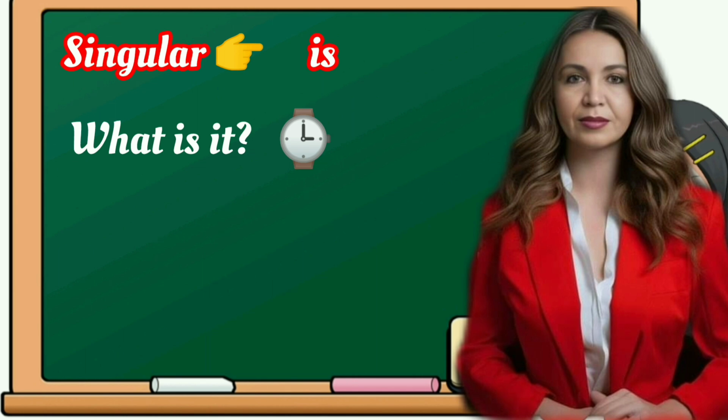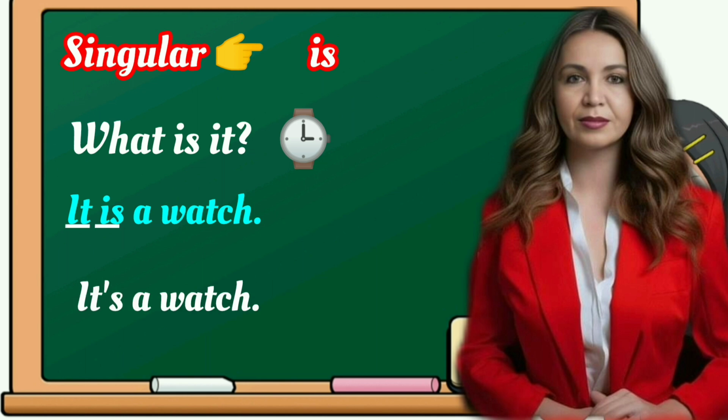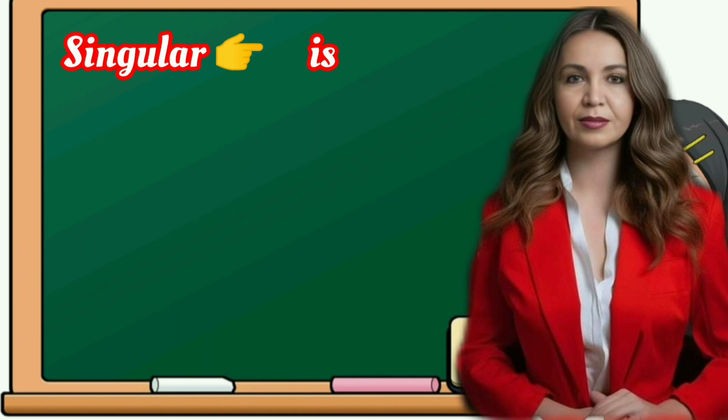Yes, it's a single watch. It is a watch because it is one thing. I have to say is and I'm using a. It is a watch. And the contraction of it is, is it's. It's a watch. Let us have more examples.